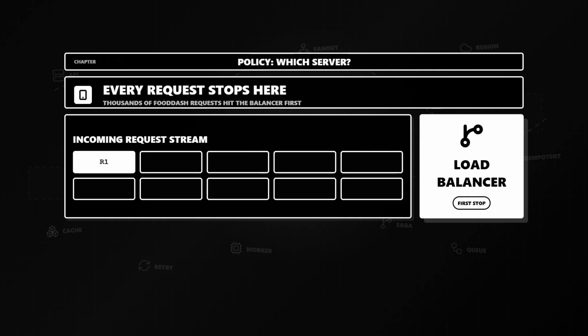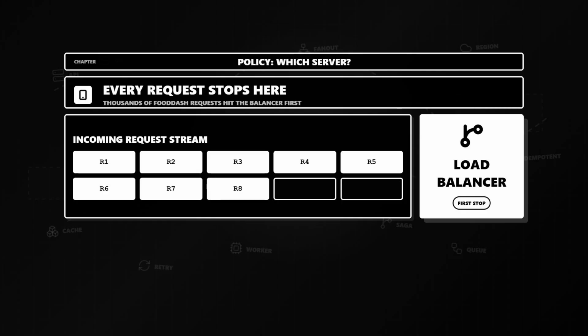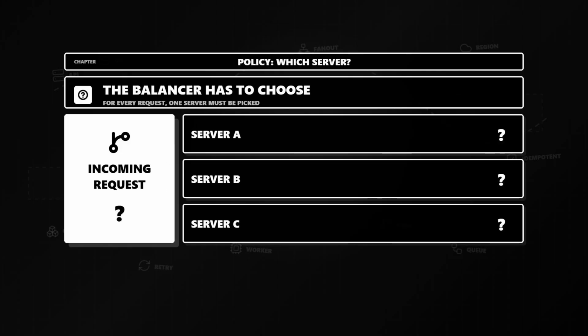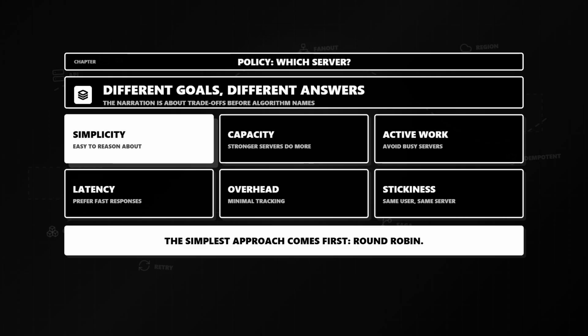Think about it. Every second, thousands of FoodDash requests arrive, and every one of those requests reaches the load balancer first. And for every incoming request, the load balancer has to answer a surprisingly important question. Which server should handle this request? As it turns out, there isn't a single correct answer. There are several ways to make that decision, and each one optimizes for a different goal. Let's start with the simplest and most common approach, round robin.